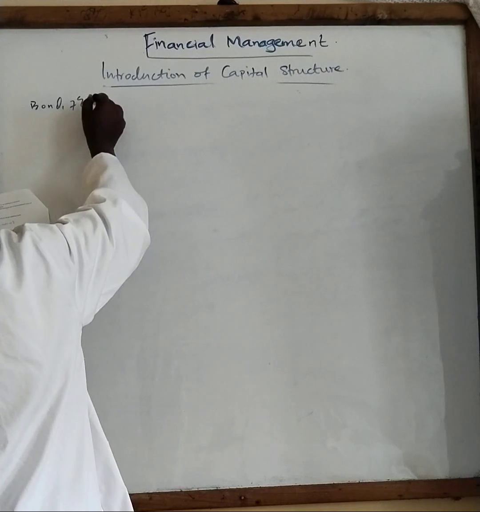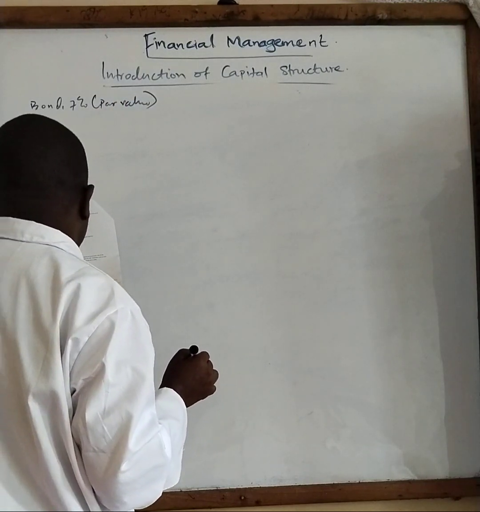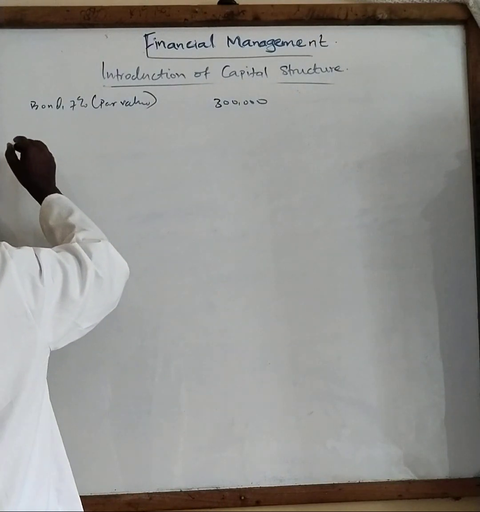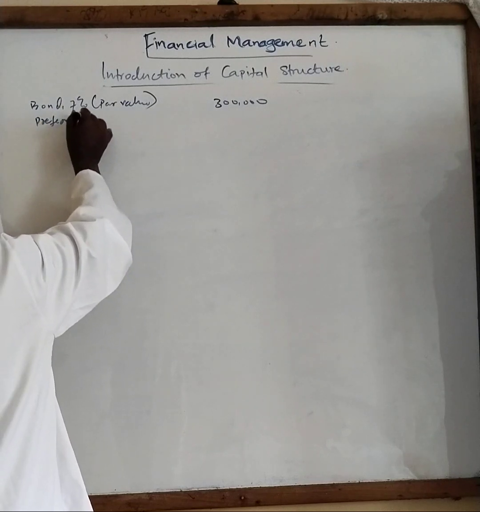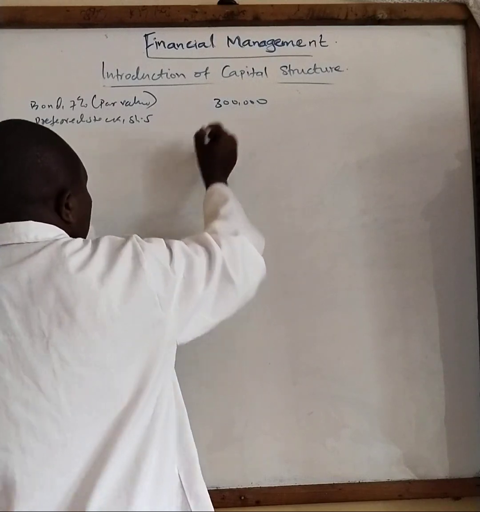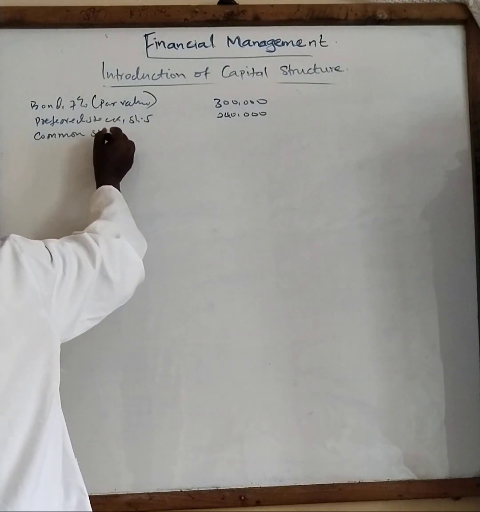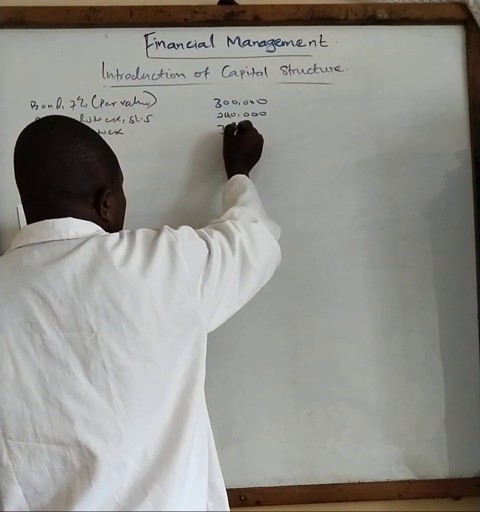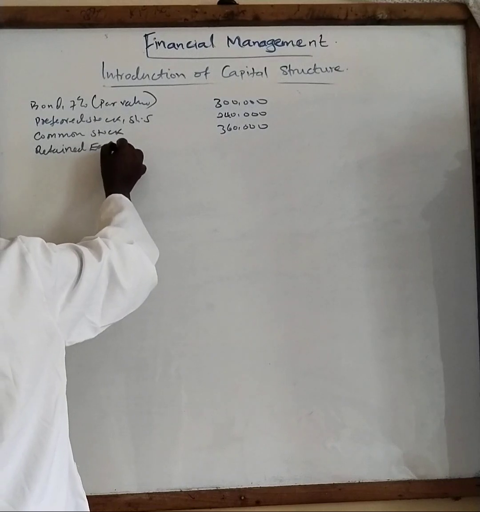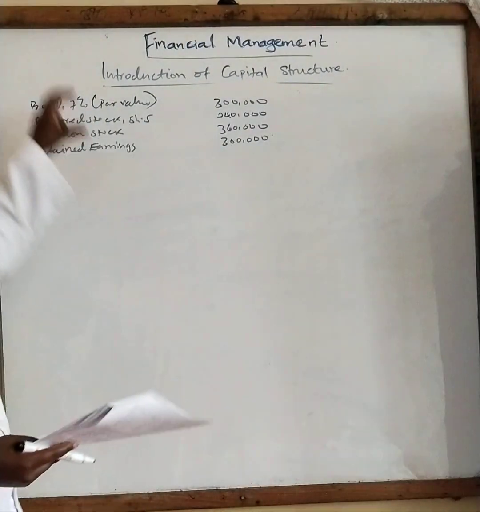7% par value, 7% par value, 300,000 preferred stock, shillings 5, 240,000 common stock, which is 360,000, then retained earnings, 300,000. That is the question. So this is the capital structure that exists at the moment.